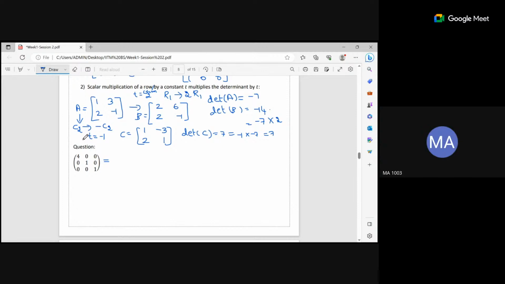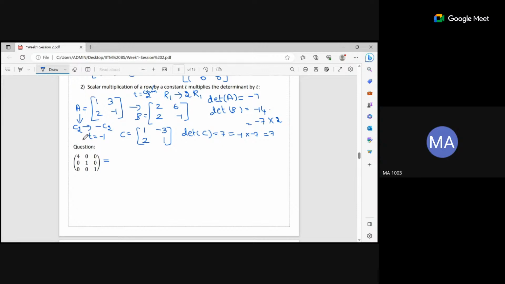So now this is a diagonal matrix. Is that correct? Yes, ma'am. Can I call a diagonal matrix triangular? Yes or no? Can I call it triangular? Yes, ma'am. Is it upper or lower triangular? Both. So a diagonal matrix is both upper triangular as well as lower triangular.